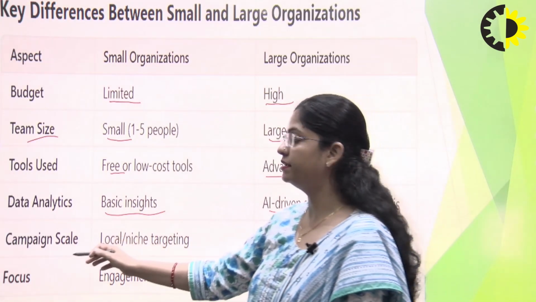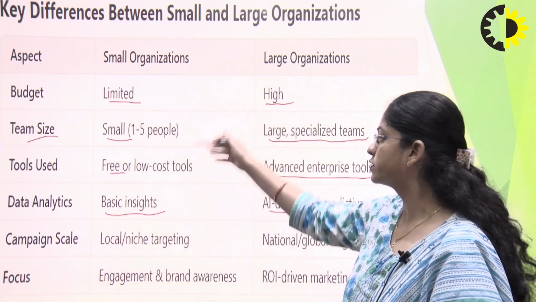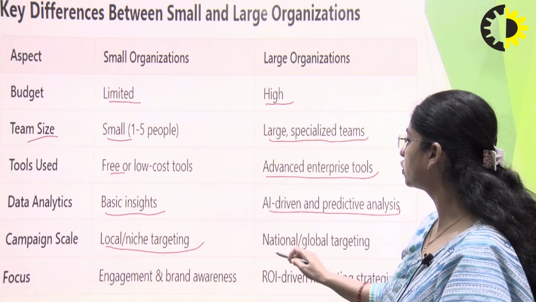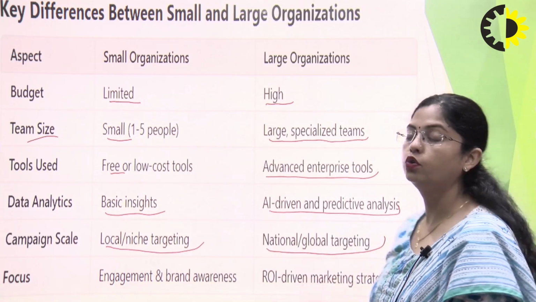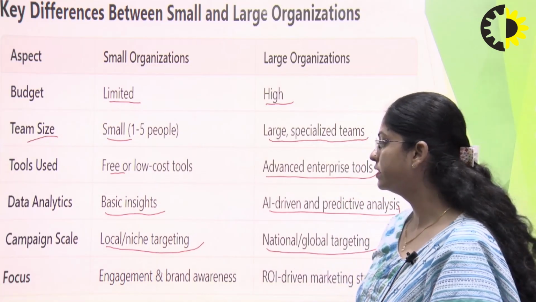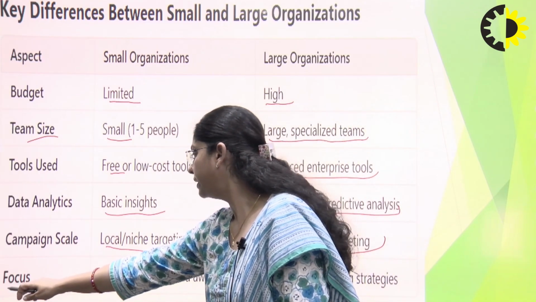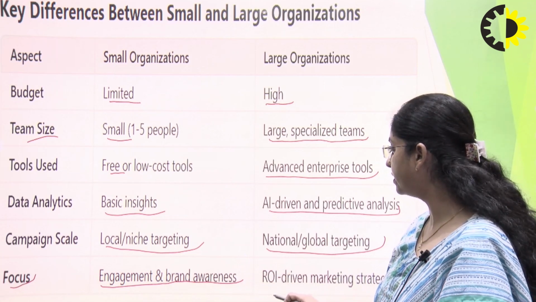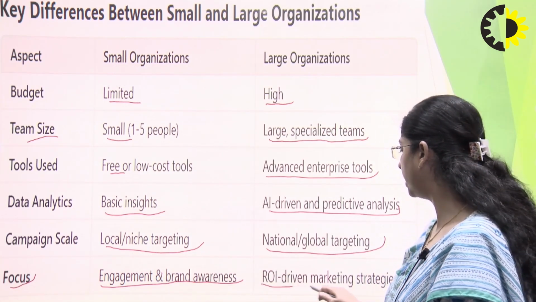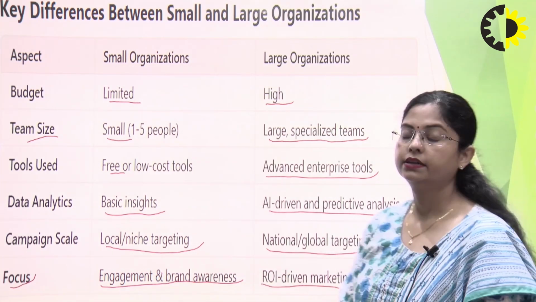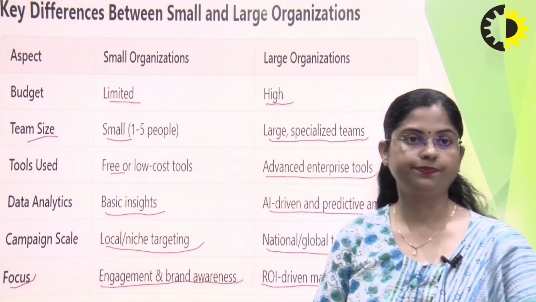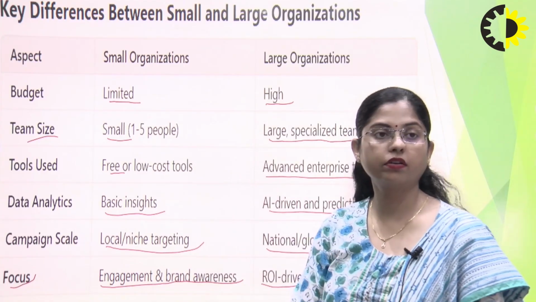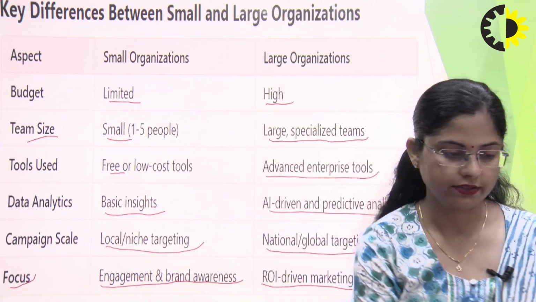Next, campaign scale. The campaign scale in a small organization is local, targeted, and in a large organization, national and global targeting. Next, focus. The focus is engagement and brand awareness in small organizations, and ROI driven marketing strategies in large ones. So this is the key difference between a small organization and a large organization.